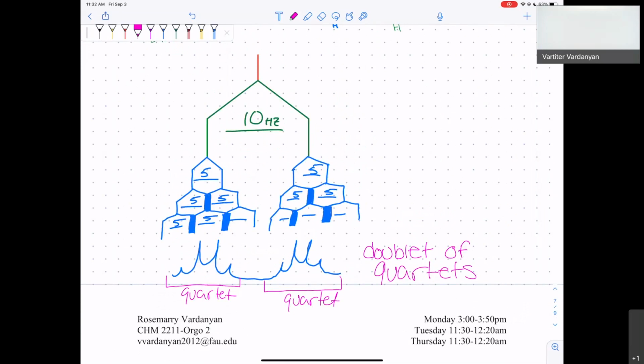So just technically, it's the way it is. If you said a quartet of doublets, it's not technically right because look at it. But for the purposes of this class, whichever way you do it, he won't trick you.